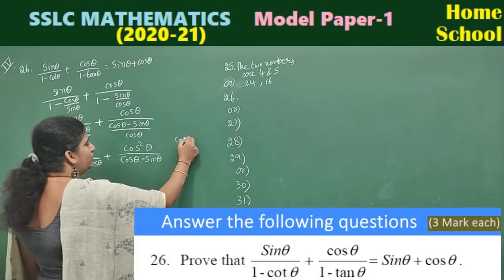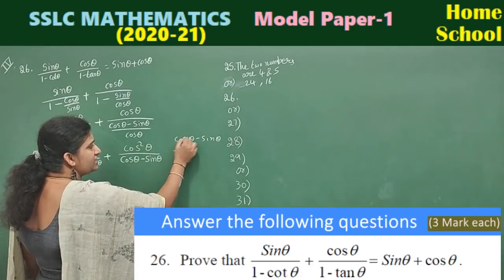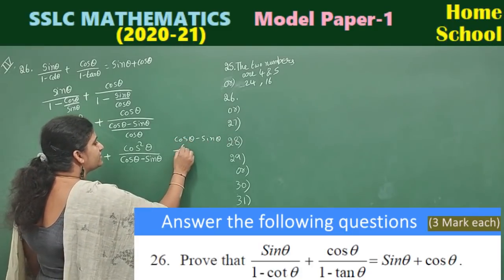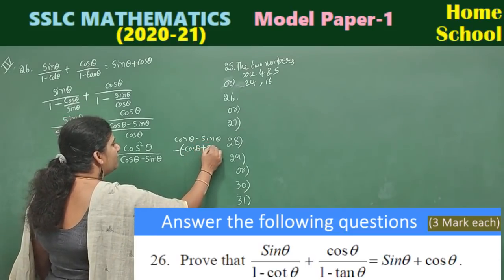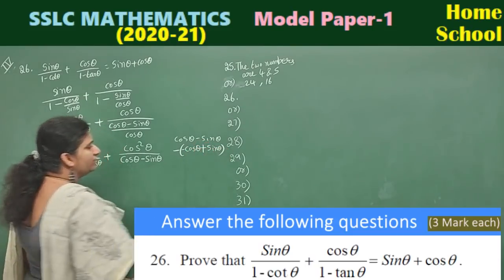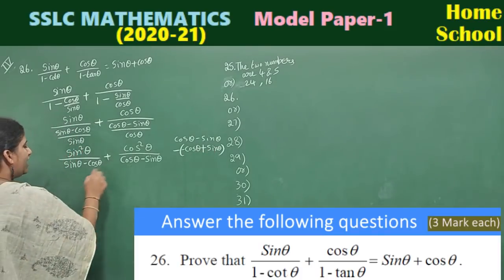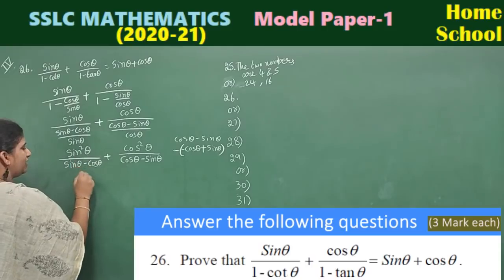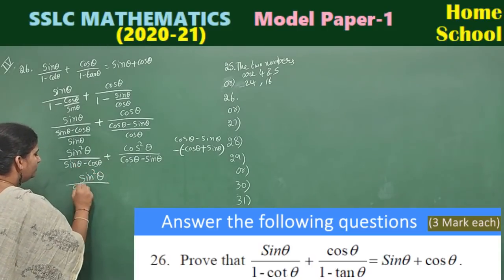If you take cos theta minus sin theta, take a negative sign common. Minus, if you take out, this plus cos theta becomes minus cos theta. Minus sin theta will become plus sin theta. Now what happened here? Sin theta minus cos theta. And now that minus sign you can multiply here. Observe carefully, there is no confusion.